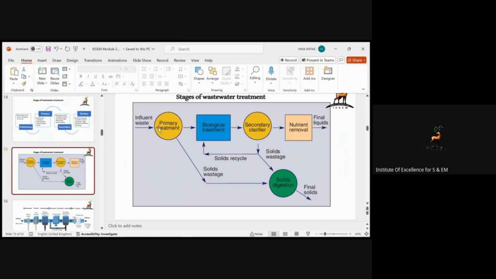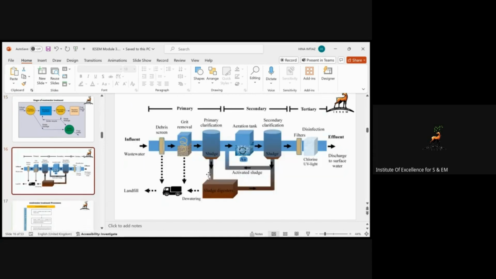I have made this flow chart so that you can get a clear idea of primary treatment, biological treatment, and after biological, the secondary clarifiers, then the nutrient removal, and then the final liquid is passed on for further usage. So this is a very interesting diagram, and you can have a very clear idea.